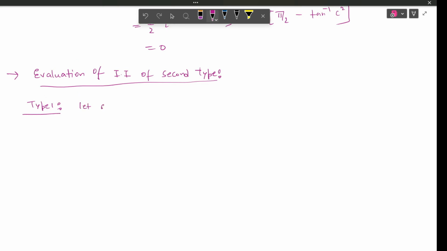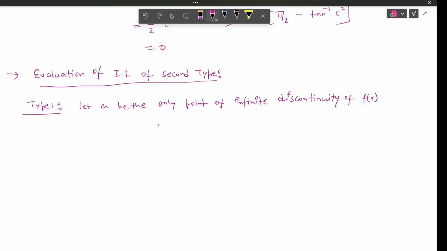Let A be the only point of infinite discontinuity of the function f of x.